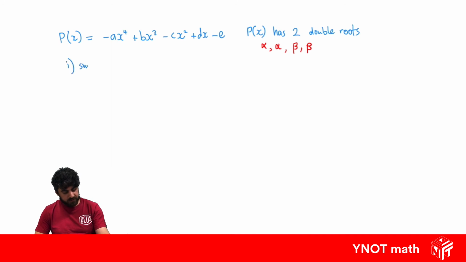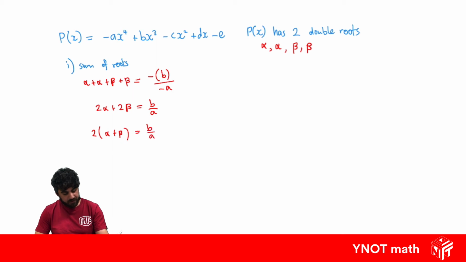So the first question is just to find the sum of the roots. So the sum of the roots is just going to be alpha plus beta. And we know that equals minus b over a. So we're going to get minus b over a, which is negative a. So it's going to give us 2 alpha plus 2 beta equals b over a. Factorize out the 2. So we're going to get alpha plus beta equals b over a. So alpha plus beta equals b over 2a. And that's the best we can do at this point because we don't have any more information.